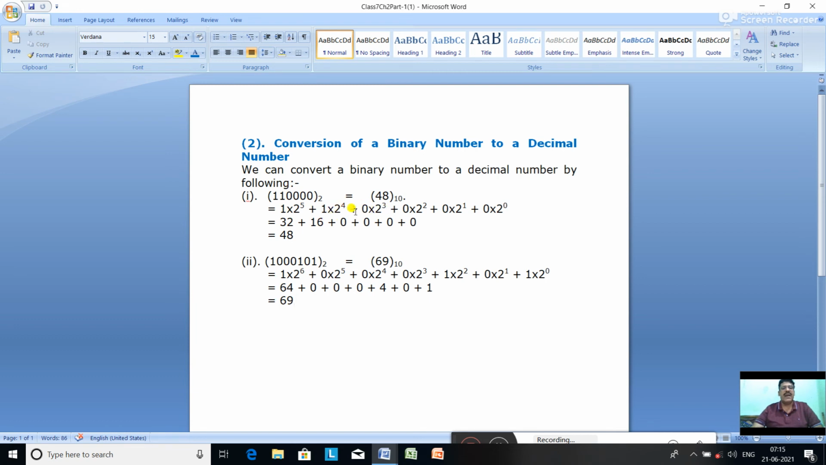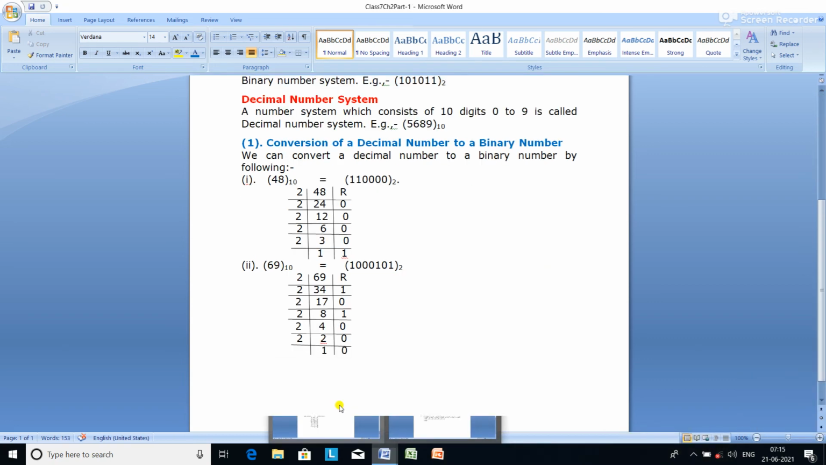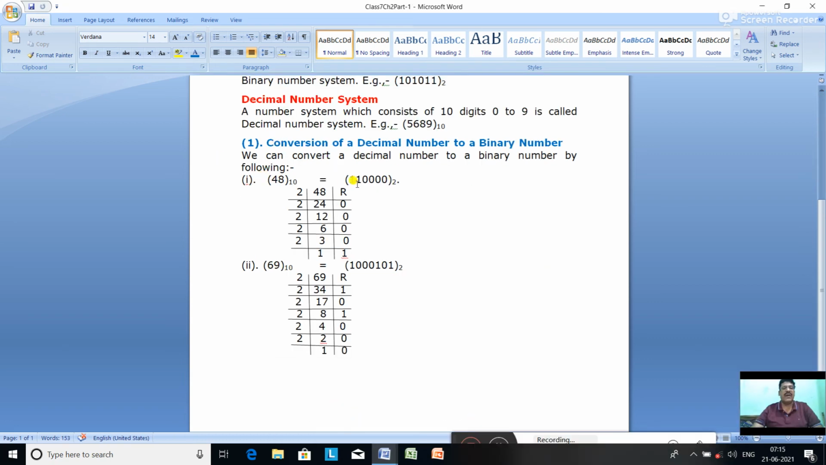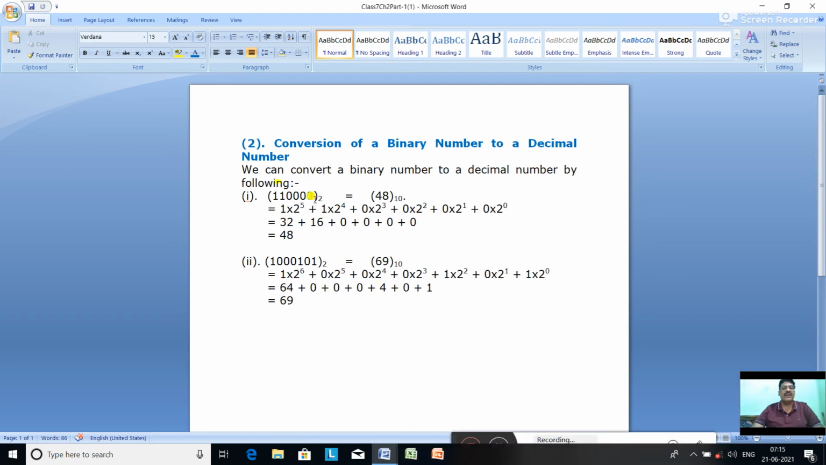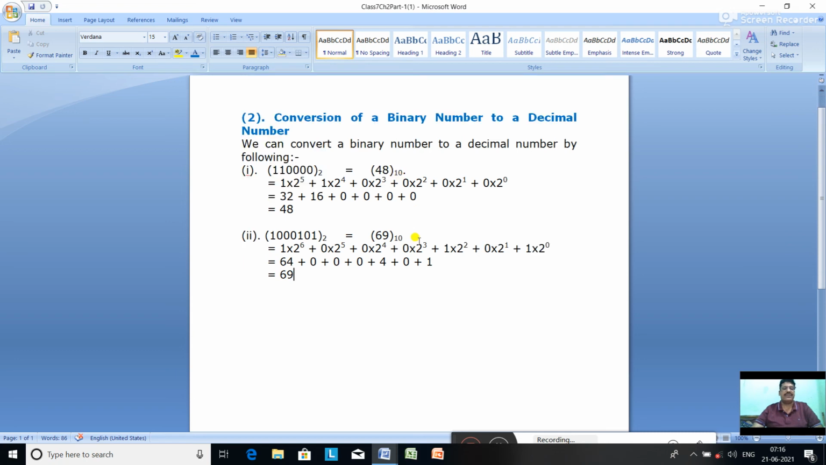Plus, 0 into 2 power 3, 0. 0 into 2 power 2, 0. 0 into 2 power 1, 0. And the last digit is 0 into 2 power 0. What is the value of 2 power 0? 1. 1 into 0, 0. Now add it, 32 plus 16, 48. So in the previous example, we converted 48 into binary, came 110000, and in the second we converted the same binary number into decimal, came 48.